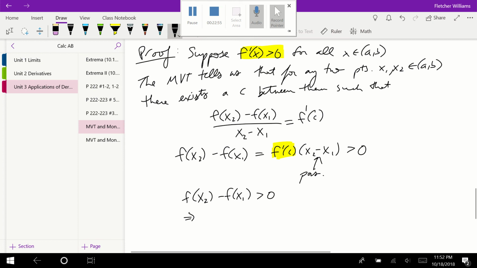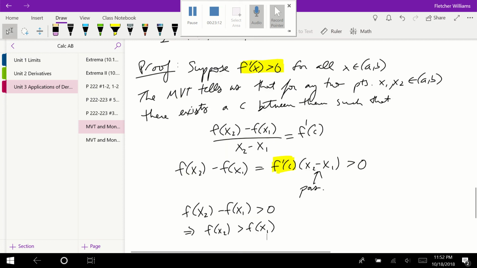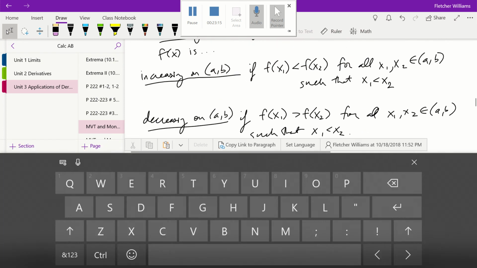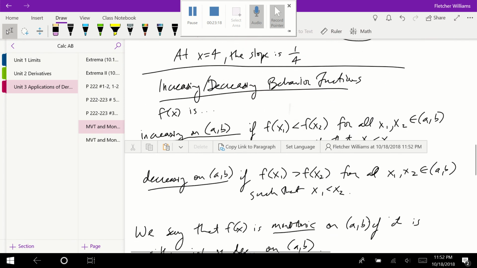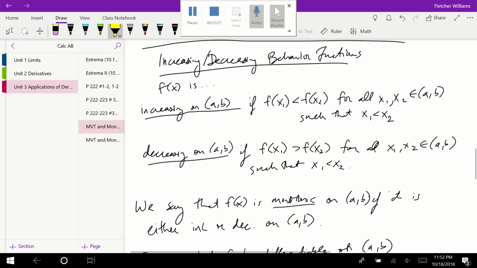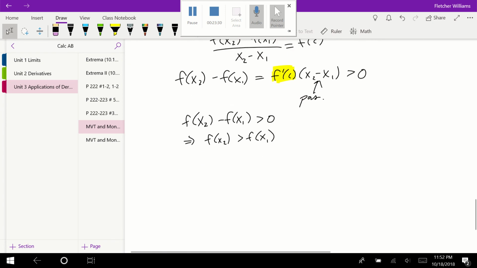Well, it doesn't take much to add over f(x1). Okay? So what we just showed is that f of x2 is greater than f of x1. But wait a second. That's what we said for our definition of increasing. Right, we said if the second function value is greater than the first, that's what we have here. f(x2) is greater than f(x1). That is QED.